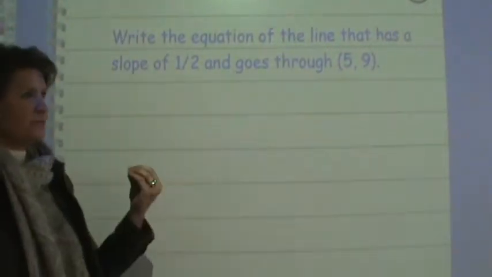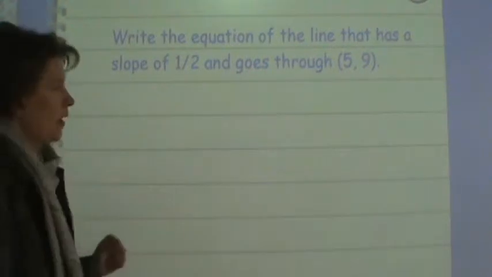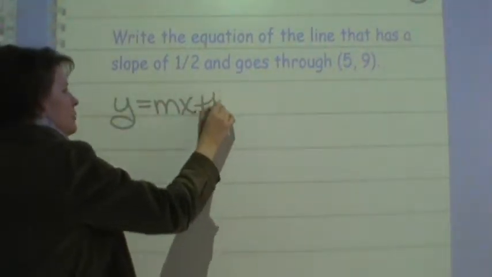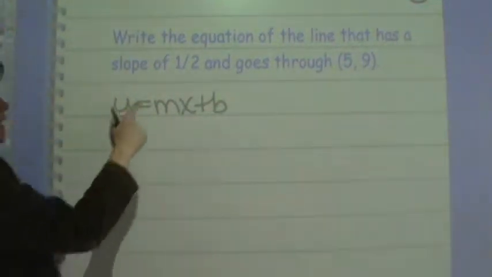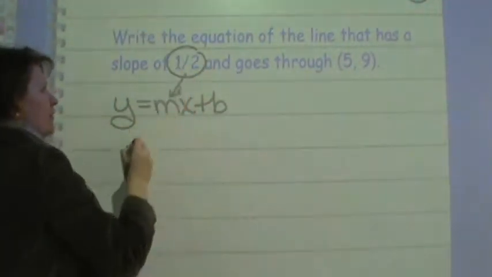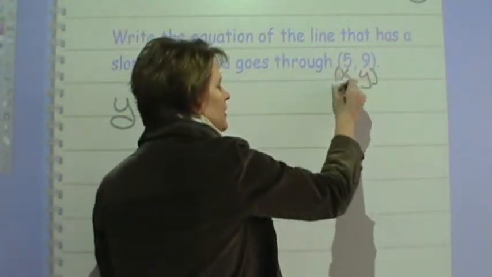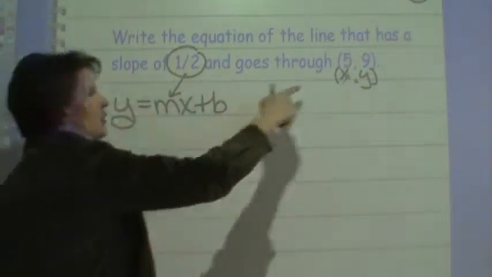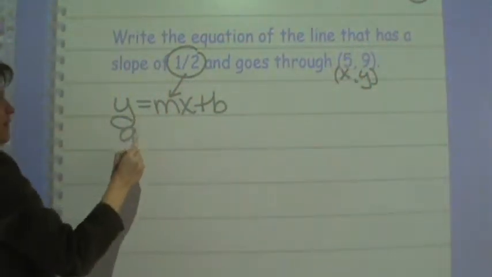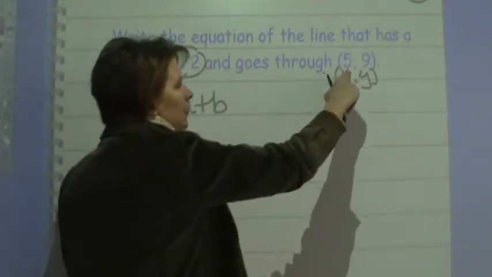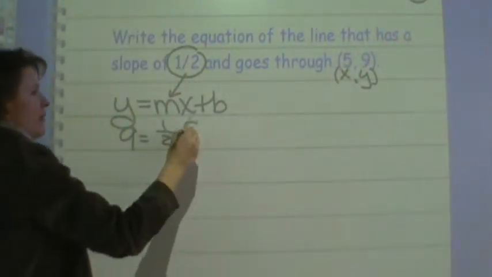Write the equation of a line that has a slope of a half and goes through (5, 9). Okay, now this one we can't just do. We need to actually do this one mathematically, okay? So what you do is you start out with y equals mx plus b, all right? In this one, we know the slope is a half, and we know it goes through (5, 9). Well, this is my x and this is my y. So back over here, where there's a y, we're going to replace that with 9. Where there's an m, we're going to replace that with a half. And where there's x, we're going to replace that with 5.